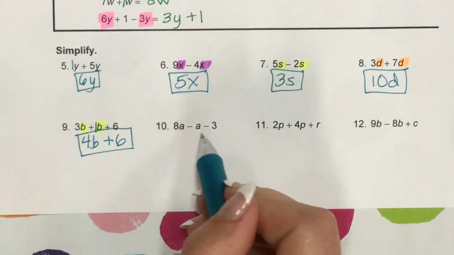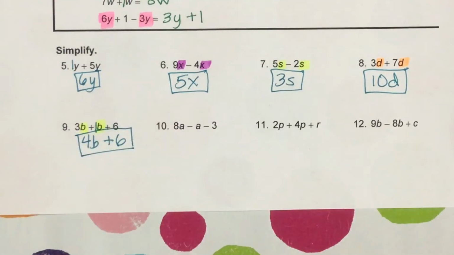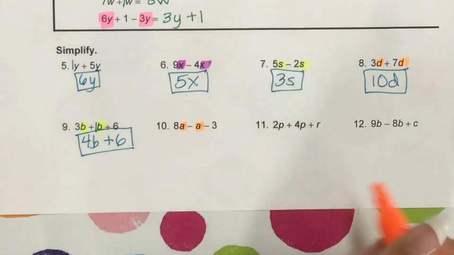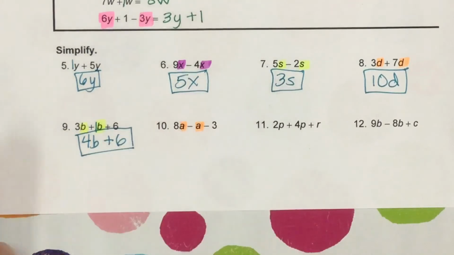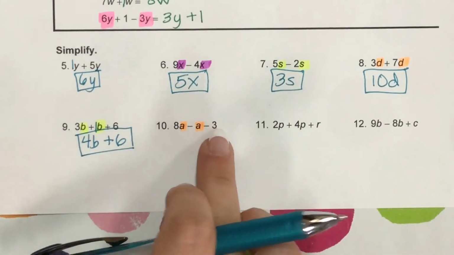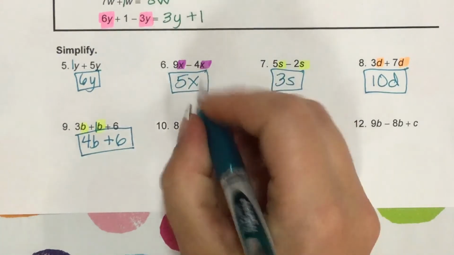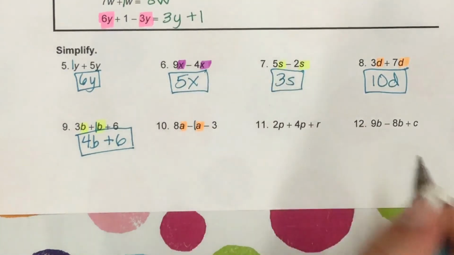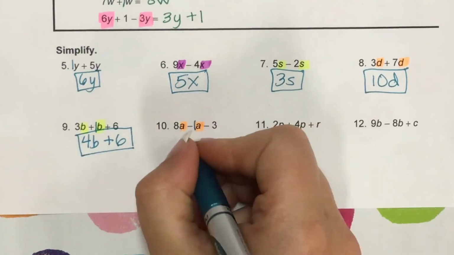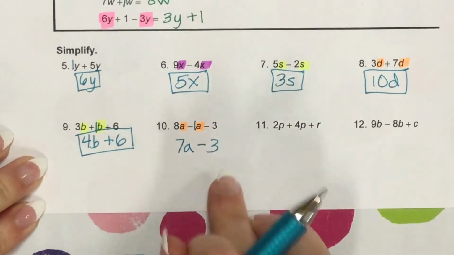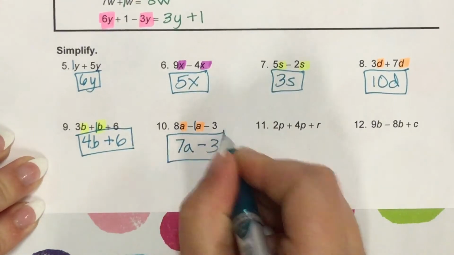Okay, on to number 10. We have 8a minus a minus 3. Here, 8a has an a, and minus a has an a, so we can combine those. However, 3 doesn't have an a, so we cannot do anything with that. That's going to stand how it is. So 8a minus a, and remember a is the same thing as 1a, so it's 8 minus 1, which would be 7a minus 3. And we can't combine those, so this is our final answer.